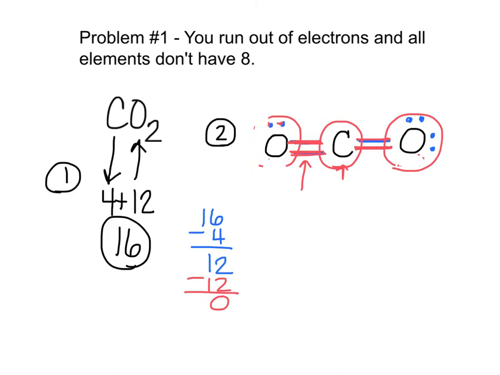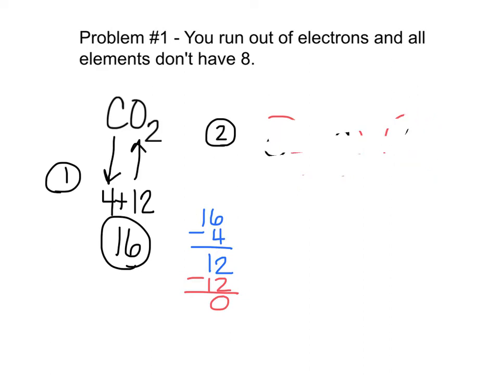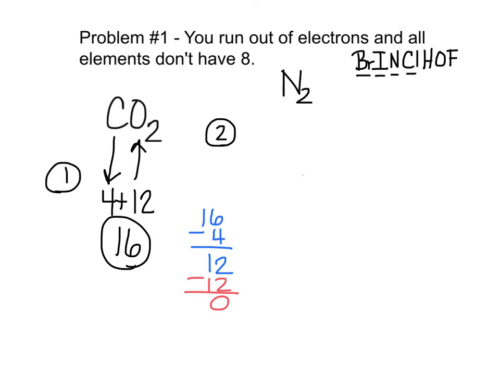Here's another one where you're going to see a similar problem. We're going to do nitrogen, N2. And while we're on the subject, just a little reminder that certain elements are always found as diatomic molecules in nature. Nitrogen is one of them. And I had taught my class, one way to remember this would be Brinkelhoff. These are all the ones that are found as diatomics: bromine, iodine, nitrogen, chlorine, hydrogen, oxygen, and fluorine.